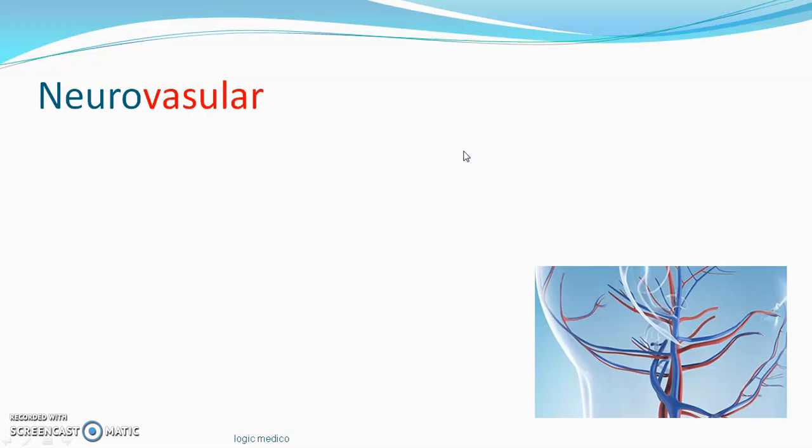What is the meaning of the word neurovascular? Vascular refers to blood vessel, neuro refers to nerve. So usually they run in a bundle anywhere in the body. It's called a neurovascular bundle, meaning a nerve running along with the artery and vein. There are so many examples of neurovascular bundle.